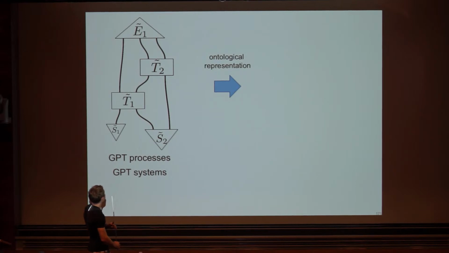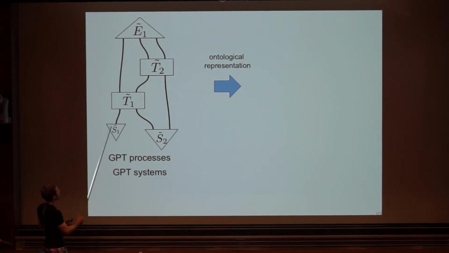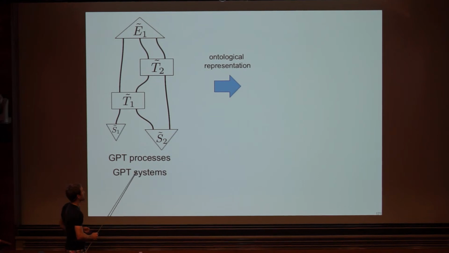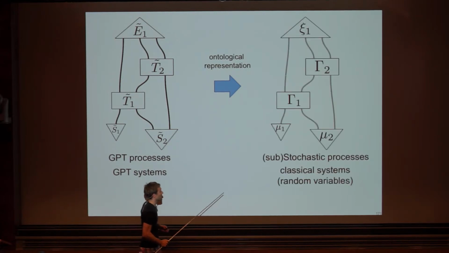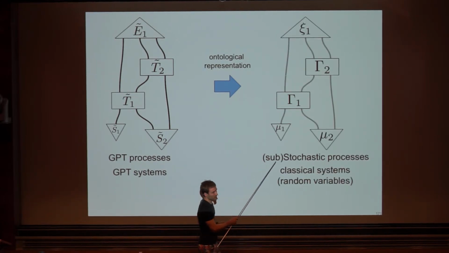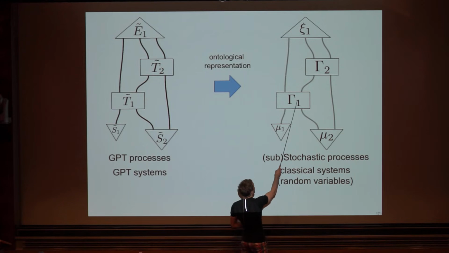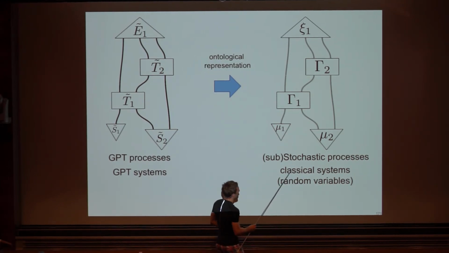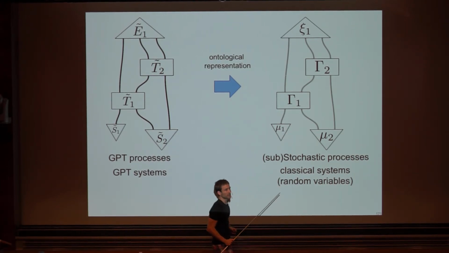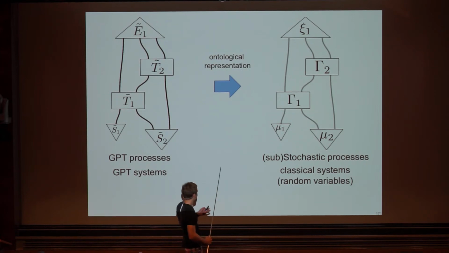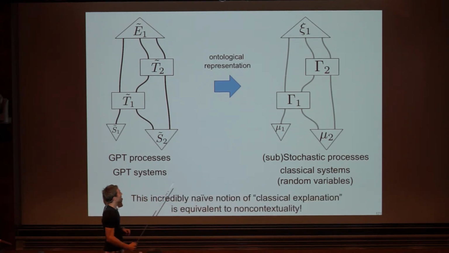Okay, so I think it's nice to see what this looks like still a bit schematically. Imagine you have some complicated GPT circuit with some states and transformations, and this can be arbitrarily complex, but you've got GPT systems and GPT processes on them. What does an ontological representation of that look like? Well, it looks like exactly the same thing, except that these processes are now stochastic maps, and the systems are just classical random variables. So I find this very compelling.